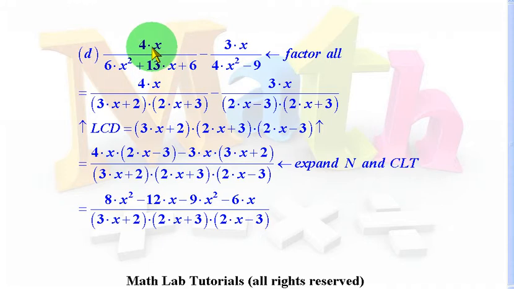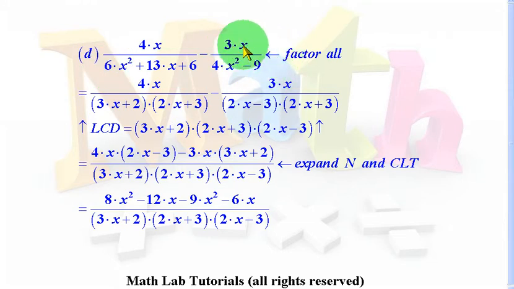If we look at the first cluster, we have a linear term on top. On the bottom, we have a quadratic term. If we look at the second cluster, we have a linear term and a quadratic term on the bottom. The first idea is to look at each cluster and factor everything that you can possibly factor in each cluster. Of course, the 4x is linear, nothing to do. This over here is quadratic, and it factors as 3x plus 2, 2x plus 3. You can verify by expanding that. It will expand to the original.